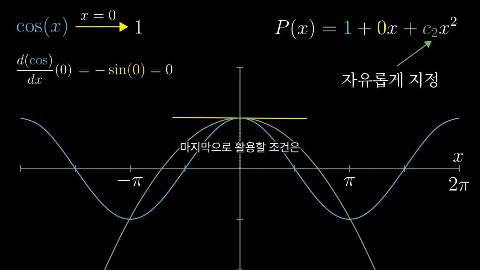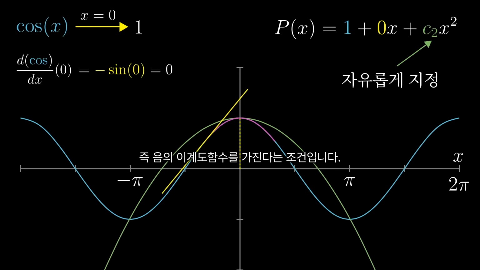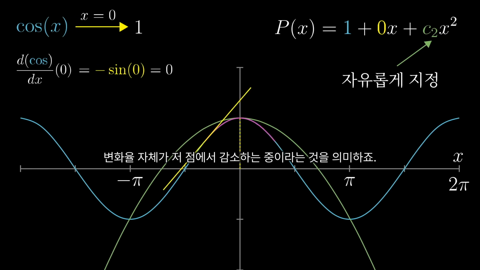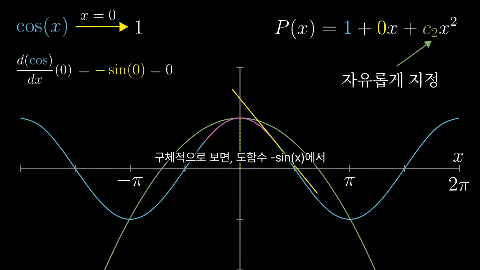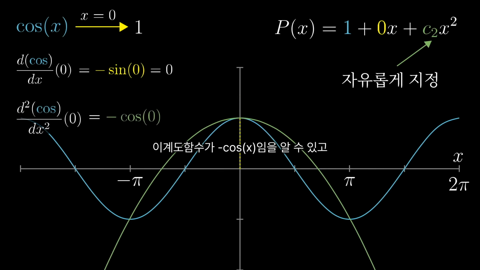The final thing to take advantage of is the fact that the cosine graph curves downward above x equals 0. It has a negative second derivative. Or in other words, even though the rate of change is 0 at that point, the rate of change itself is decreasing around that point. Specifically, since its derivative is negative sine of x, its second derivative is negative cosine of x, and at x equals 0, that equals negative 1.